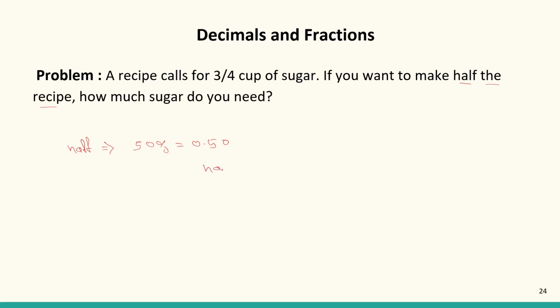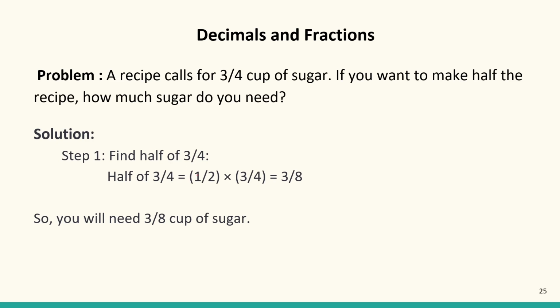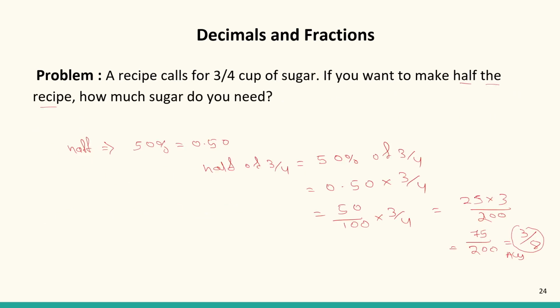So half of 3 by 4 is nothing but 50% of 3 by 4. So this is equal to 0.50 multiplied by 3 by 4, that is equal to 50 by 100 into 3 by 4. Okay, so this is nothing but 25 into 3 by 200. Okay, so this is equal to 75 by 200, that is equal to 3 by 8. Okay, so 3 by 8 is the answer. So let's check the answer. Find half of this, that is 1 by 2 into this. Okay, we have got 3 by 8 here. Okay, this is the answer. And what we have is 3 by 8. Okay, same answer.